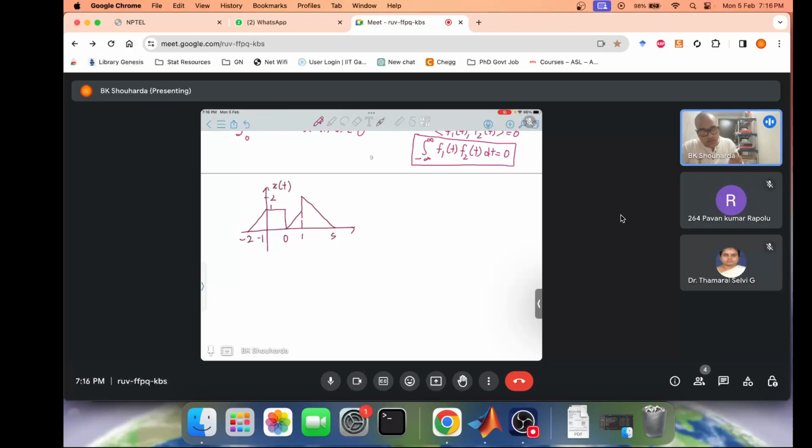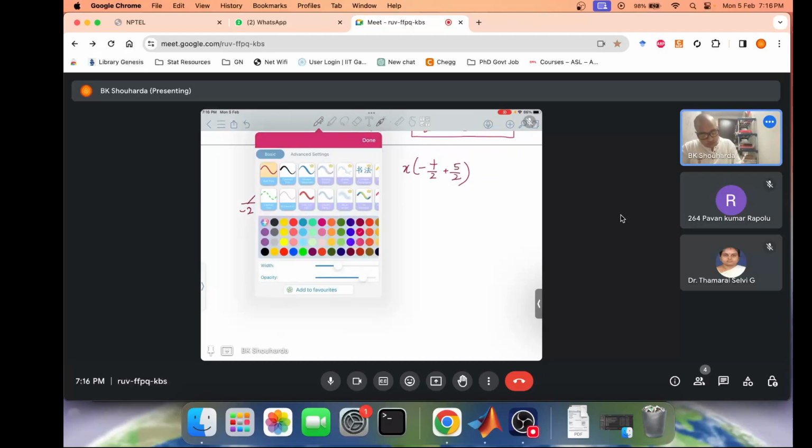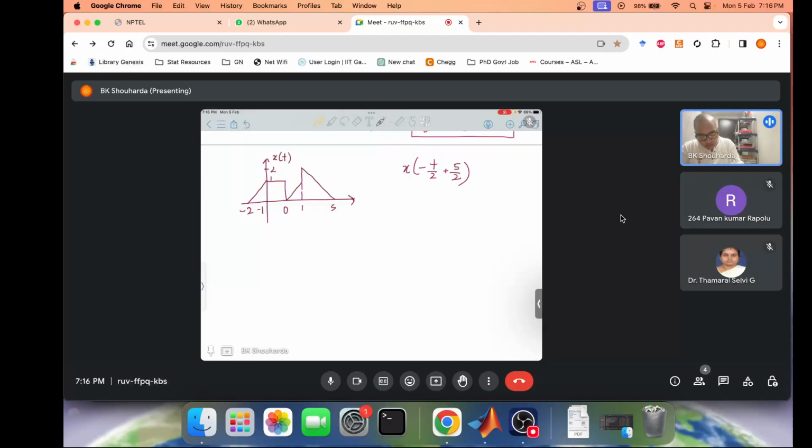So this is your signal x of t, and what you are supposed to do is find minus x of t upon 2 plus 5 upon 2. How do we do that? This is an even simpler question. Look at the critical points -2, -1, 0, 1, 5. When you have t and you have minus t upon 2 plus 5 upon 2, we note down these critical points and calculate their values.